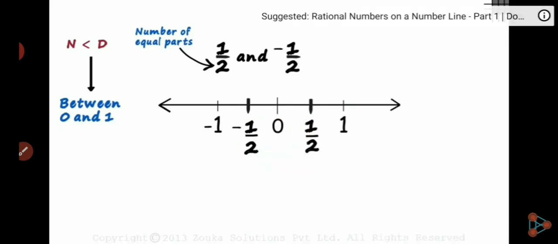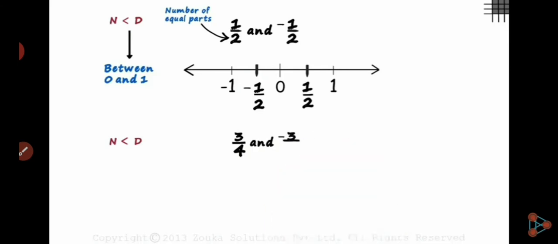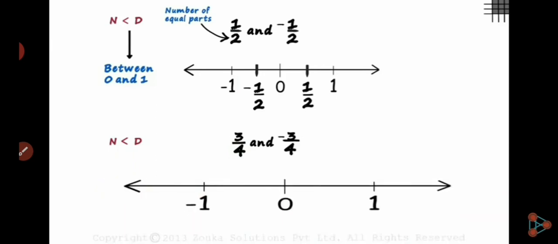Let us look at another example where the numerator is less than the denominator. We have to plot 3 by 4 and minus 3 by 4. Let us plot 3 by 4 first. Since the numerator is less than the denominator, we know that the number will be between 0 and 1. So we draw the number line like this, with just 0 and 1 plotted. Remember, the denominator tells us the number of equal parts. Since the denominator is 4, we divide the length between 0 and 1 into 4 equal parts. Drawing these 3 lines gives us 4 equal parts.